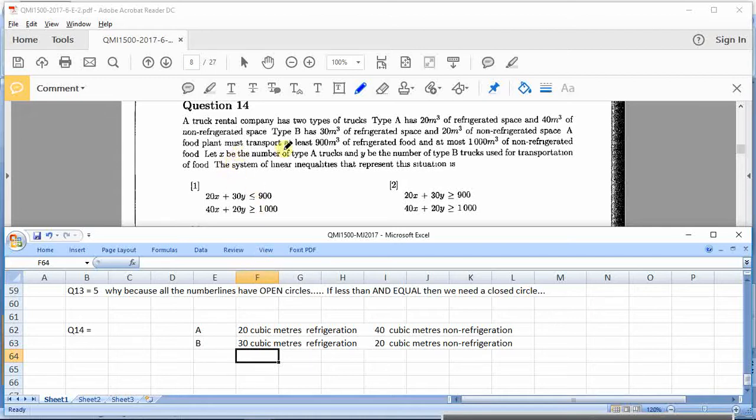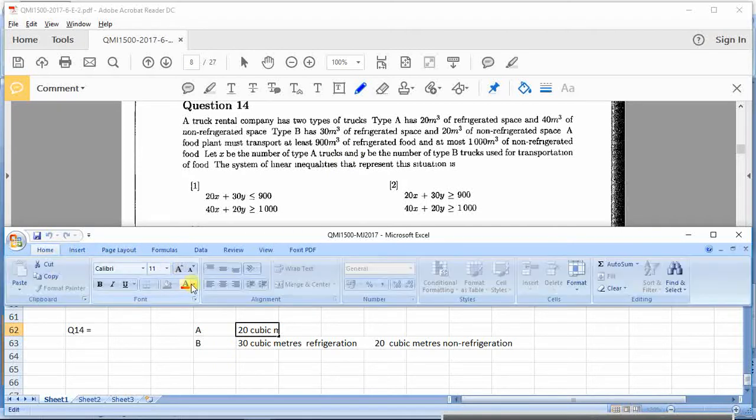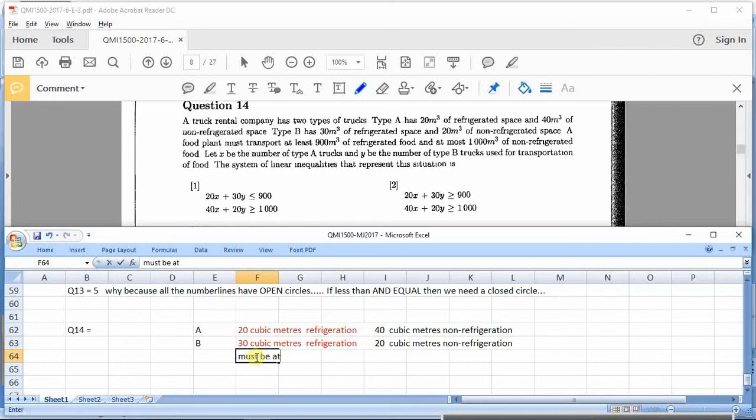A food plant must transport at least 900 meters of refrigerated food, and at most, okay, so in terms of refrigerated food, that refrigerated food must be at least 900 cubic meters, and at most 1000 non-refrigerated. Let X be the number of type.